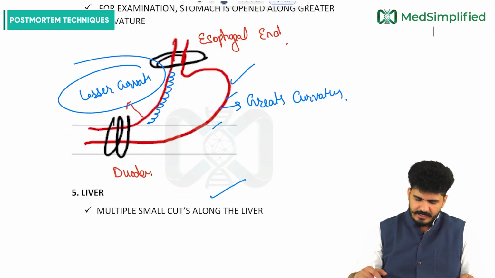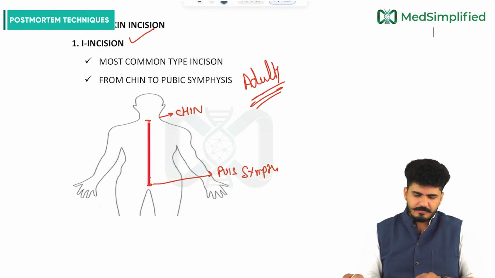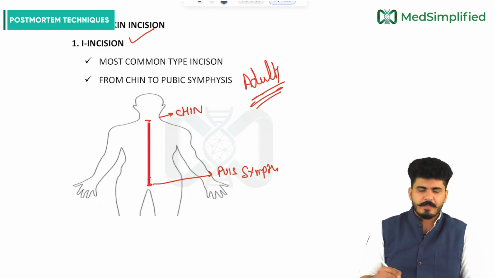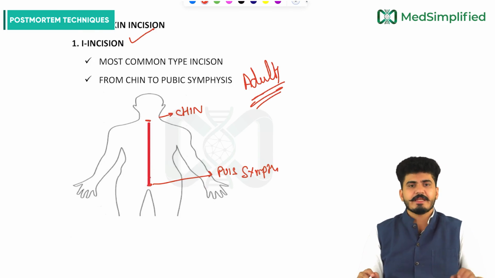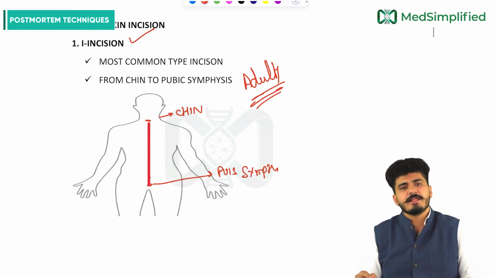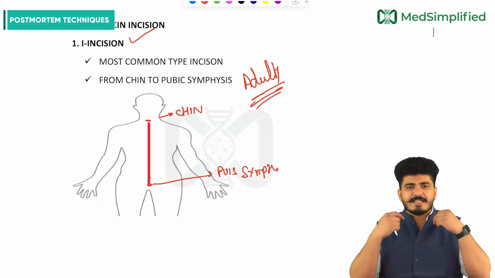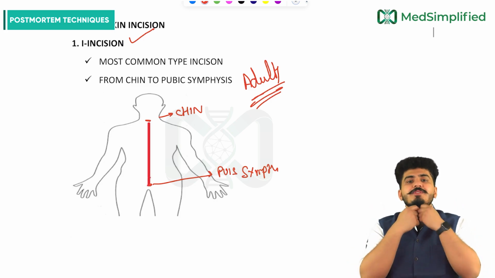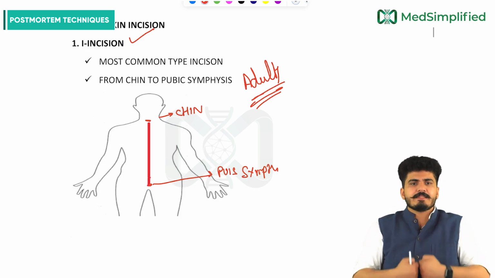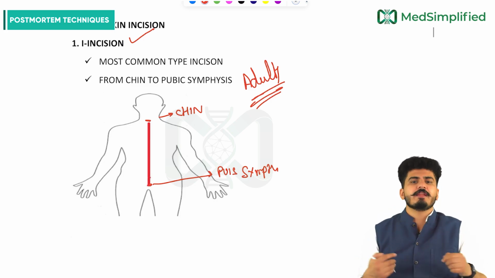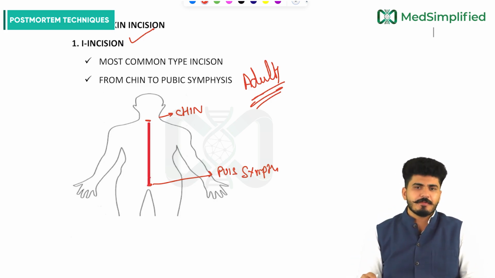So first we have learned the number one type of incision, that is the I incision. The most common type of incision is what, sir? The I incision. From where is it given? From the chin to the pubis. A straight line is there, like the letter I, a straight line. The most common type of incision.